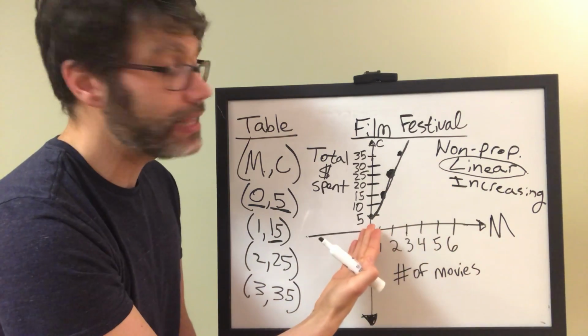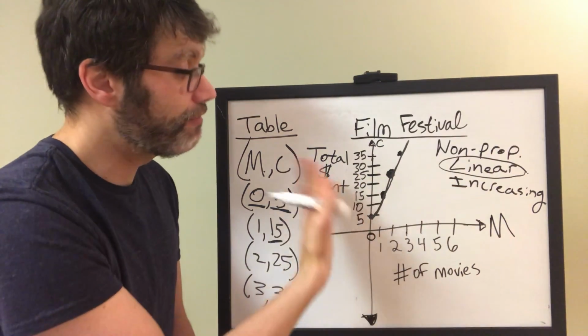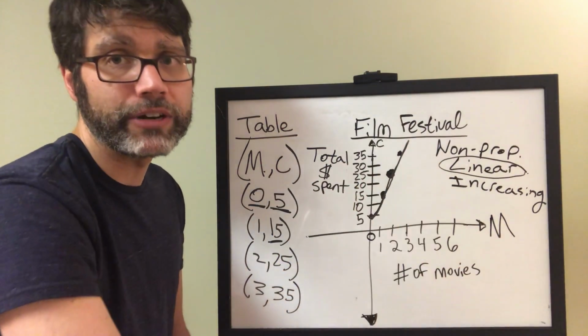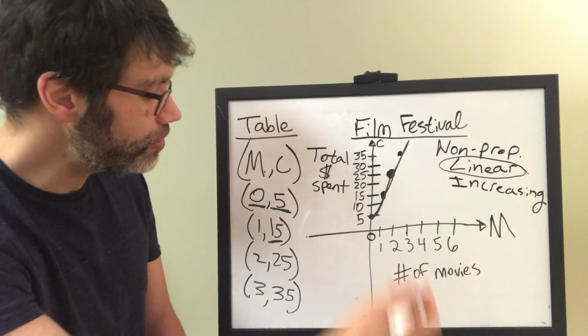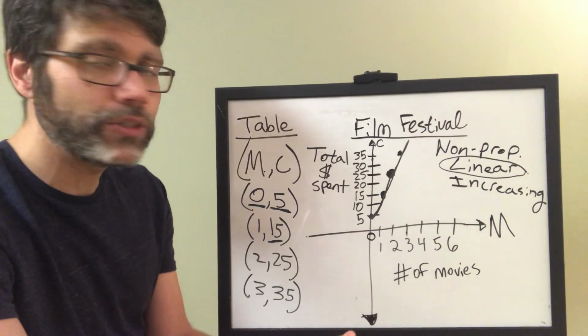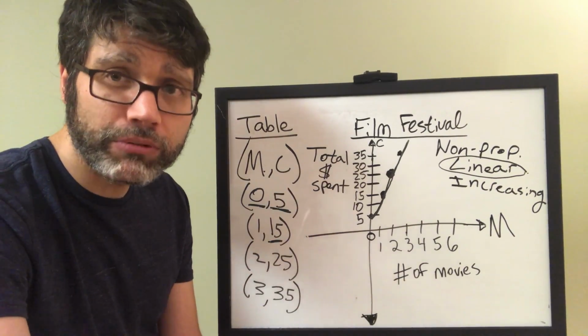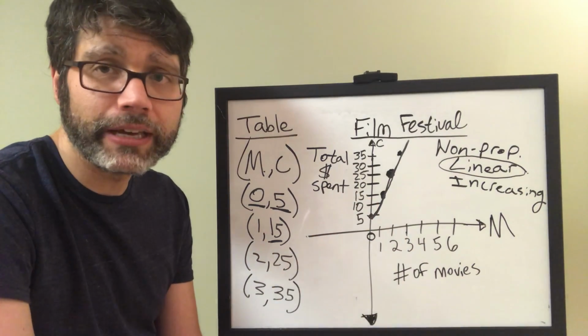And also, you can see that the more movies I see, the more money I have to pay. From left to right, it's going up, and so therefore it's increasing. So those are all of the different kinds of analyses we can do by reading whatever that word story problem is and coupling it with the graph.